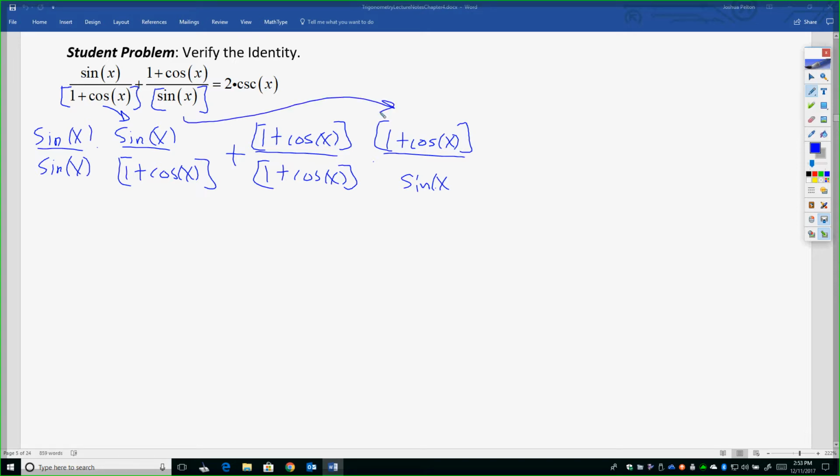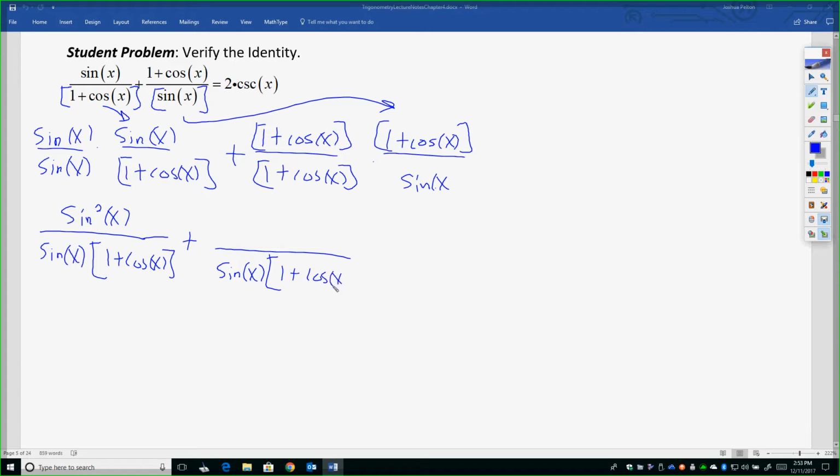Okay, so we can simplify the fractions. The first fraction becomes sine squared over the common denominator, plus, with the common denominator in the bottom, which is sine of x times 1 plus cosine of x. And if we distribute the top, we'll get a 1. We'll get a cosine. We get another cosine. And a cosine squared.